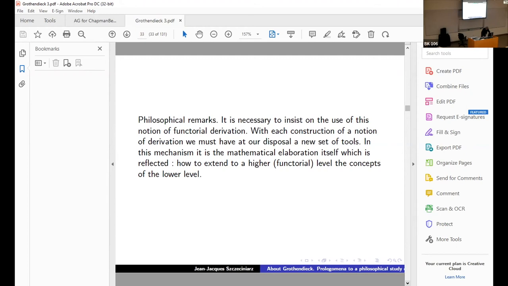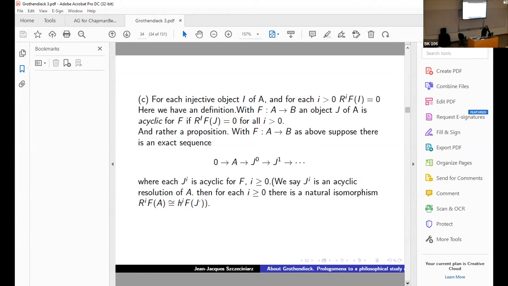For each injective object I of A, for each i greater than zero, R^i F of I is zero. Here we have a definition, also in this Tohoku paper, with F from A to B: an object G of A is acyclic for F if you have R^i F of G is zero for all i greater than zero.